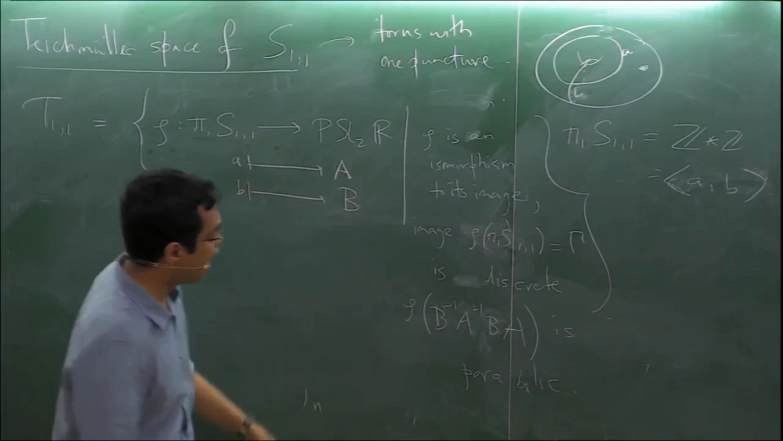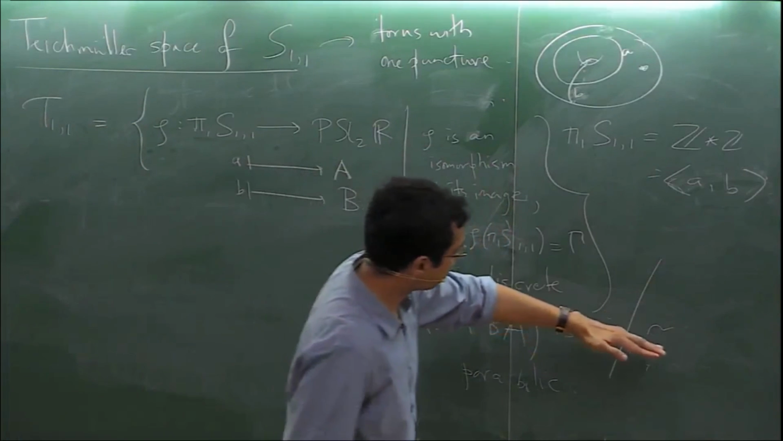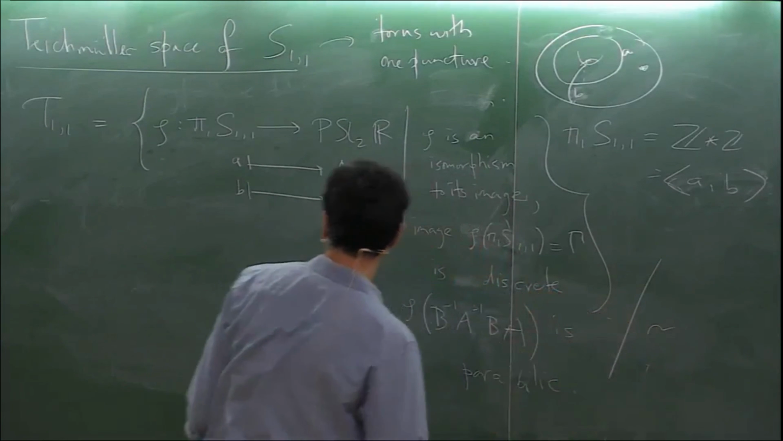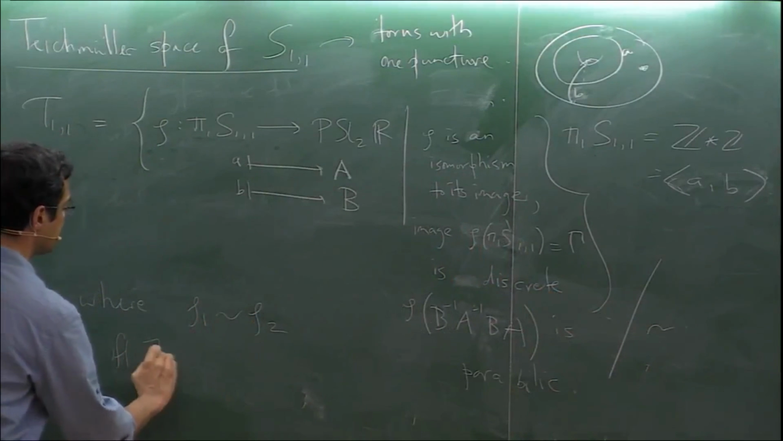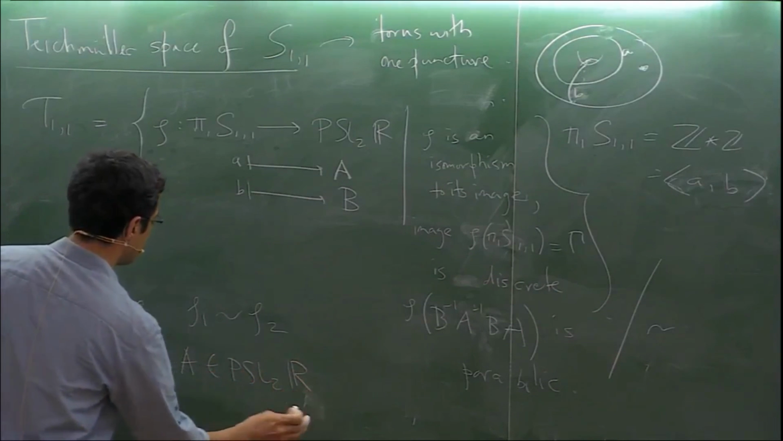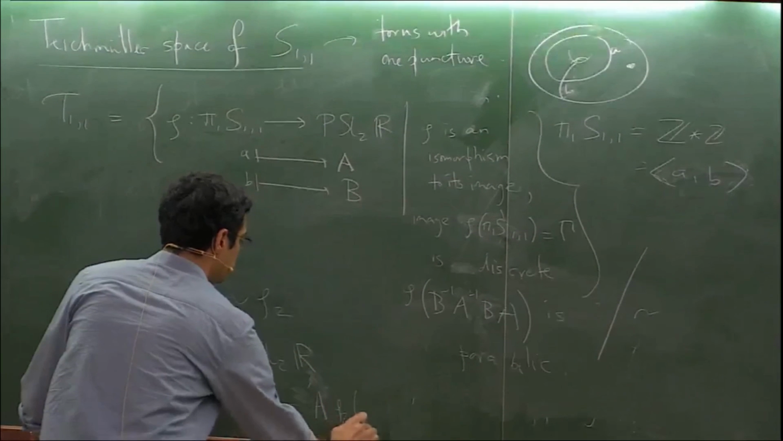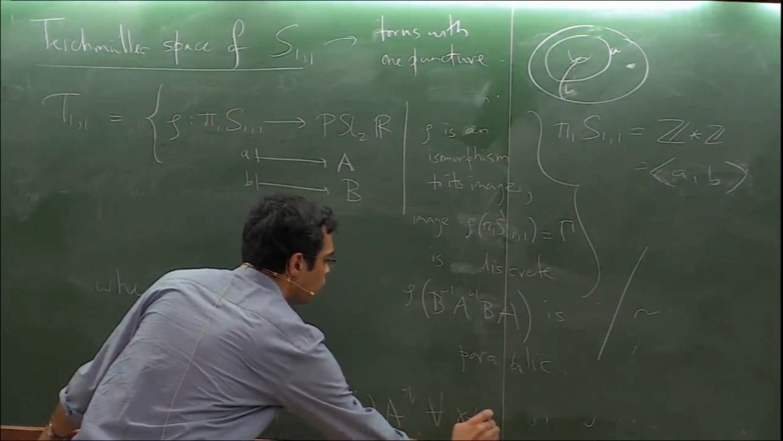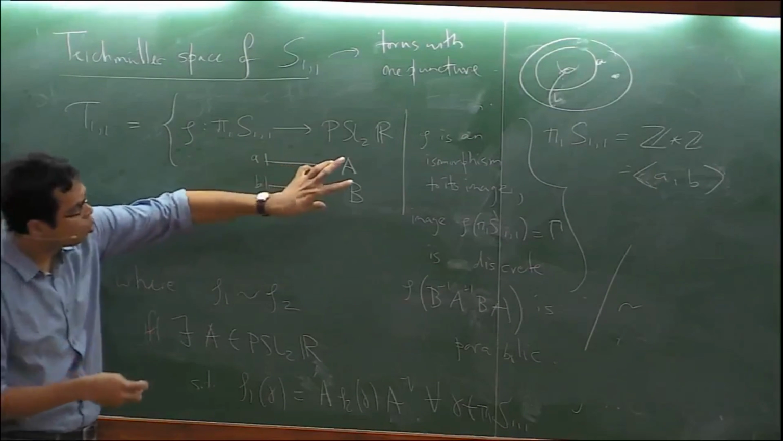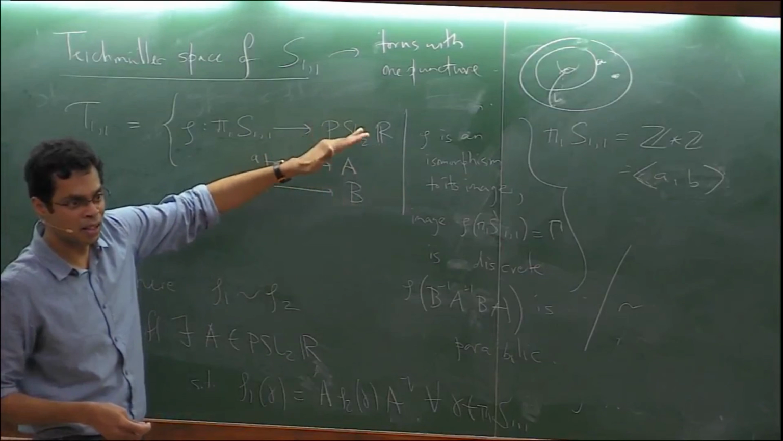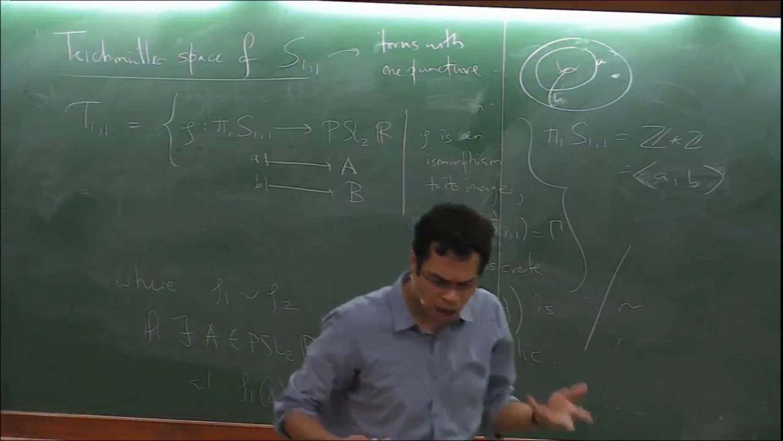The Teichmuller space will be all such homomorphisms, and you look at the quotient by equivalence, where two such homomorphisms are the same if and only if there exists some PSL2R element A which conjugates them, that is rho 1 of gamma equals A rho 2 of gamma A inverse for all gamma in pi 1 of S 1,1. If these two subgroups are conjugate, then they're actually the same and give you the same once punctured torus. All right.